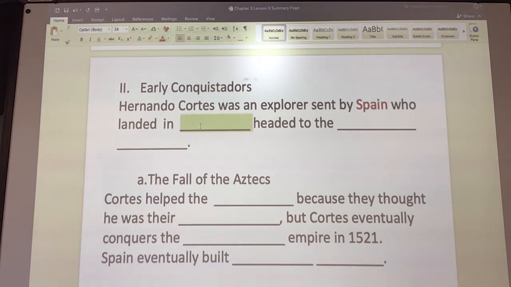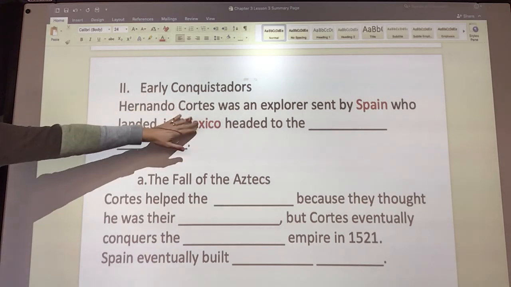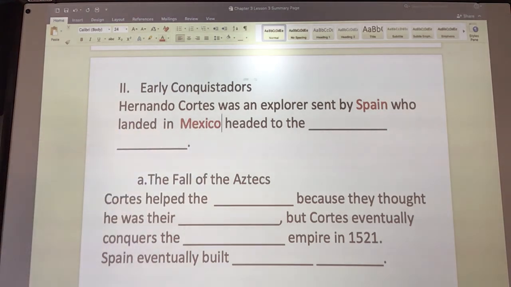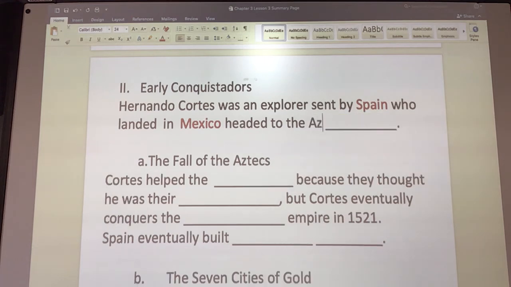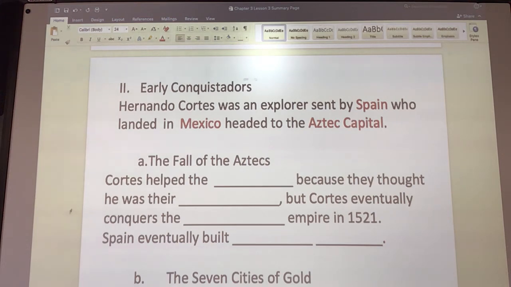And Cortez landed in what? Where did he end up? Emmy? Mexico, yep, present day Mexico. And if you wrote all that in there, that works, because it wasn't necessarily Mexico then. It eventually becomes Mexico. Where was he going? Nick? Aztec capital? Yeah, the Aztec capital. I put Empire. Empire works. Okay, Empire's fine. Kind of the similar thing there.